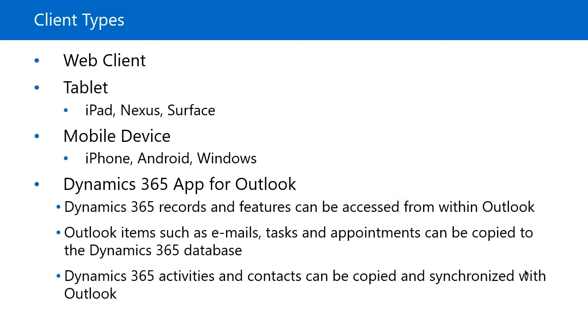Many organizations use Microsoft Outlook, so incorporating Microsoft Dynamics 365 means that organizations can take advantage of the experience their staff has in using Outlook. Some significant features of the Dynamics 365 app for Outlook include the ability for Dynamics 365 records and features to be accessed from within Outlook, removing the need to open a separate window. Outlook items such as emails, tasks, and appointments can be copied to the Dynamics 365 database, as well as the Dynamics 365 activities and contacts can be copied and synchronized with Outlook.